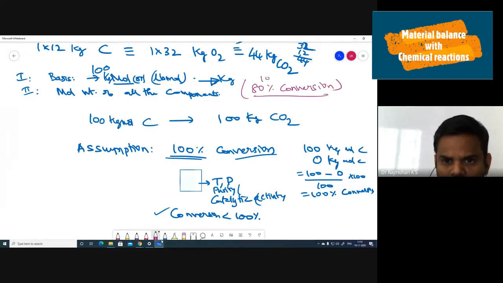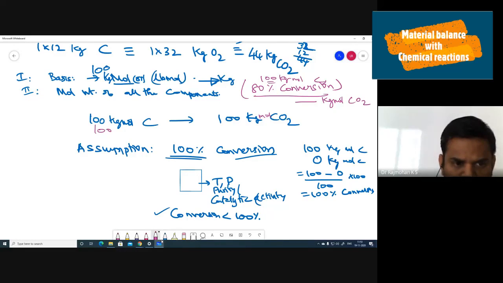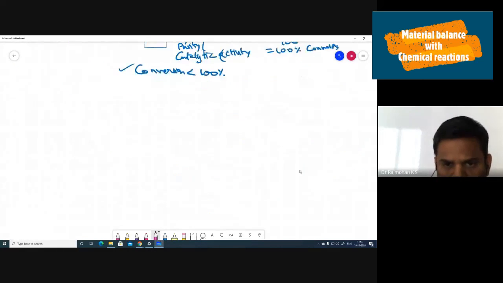Question is, there is 100 kg mole of C and there is 80% conversion. How much kg mole of CO2 will be formed? So in that case, even though in the feed there is 100 kg mole of C, out of that, what is the conversion given? Only 80% is taking part in the reaction. Okay, so let us make it clear here.